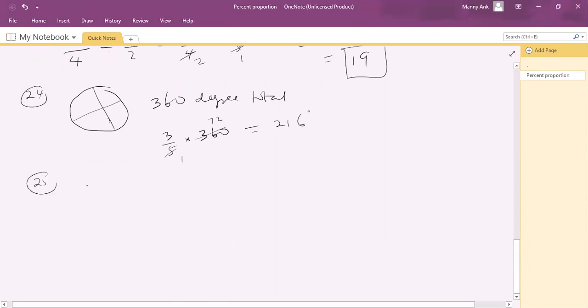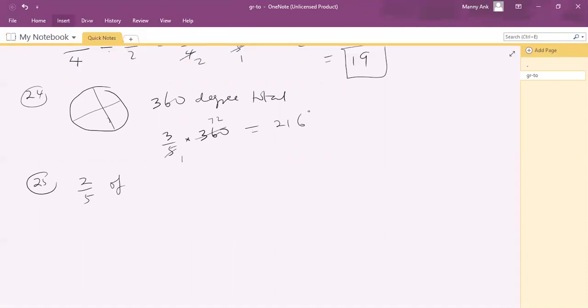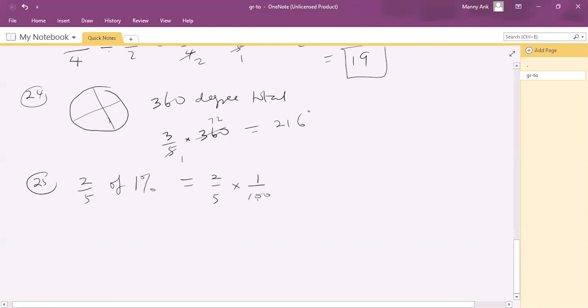Okay, let's see. I have 2/5 of 1%. 2/5 of 1%. Okay, so 2/5 of means multiplication. So 2/5 of, so times 1%. So that's 1 out of 100. So it should look like this. Okay. Now, the quick way to do this for me would be to change this to decimal. If I change this to decimal quickly, anything divided by 100 is easy.